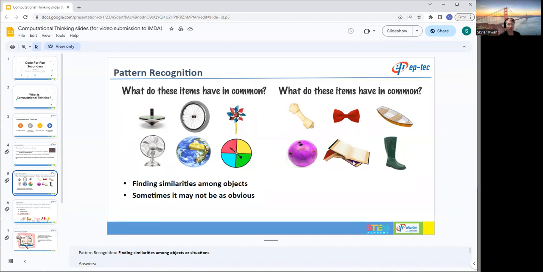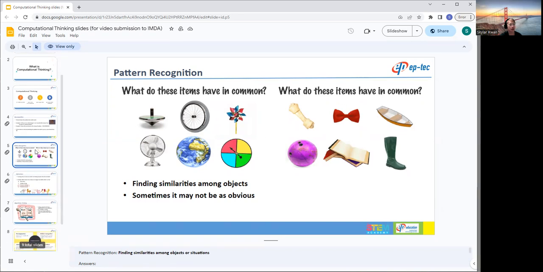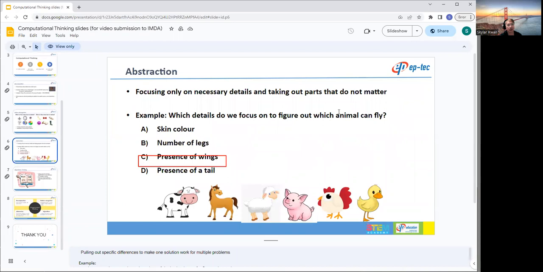So this is called pattern recognition. Sometimes it's as easy as this, sometimes it's a bit more complicated, so you need to go more into details. Okay, any question on pattern recognition so far? Nope. All good? Okay, let's move on. So next is called abstraction. Abstraction is just focusing on the necessary details and taking out those that do not matter.